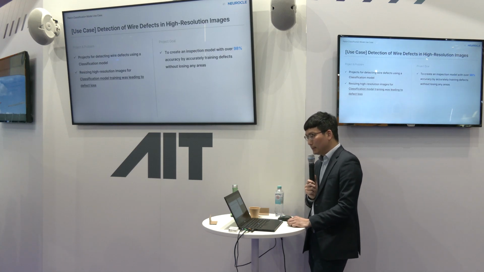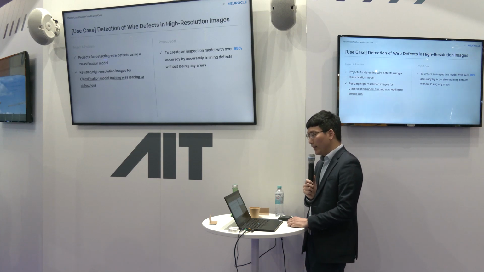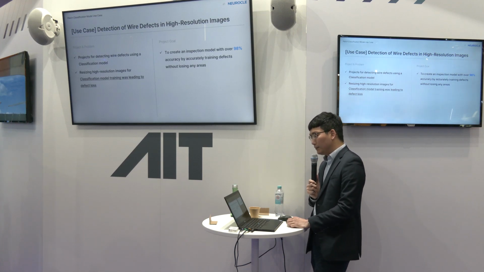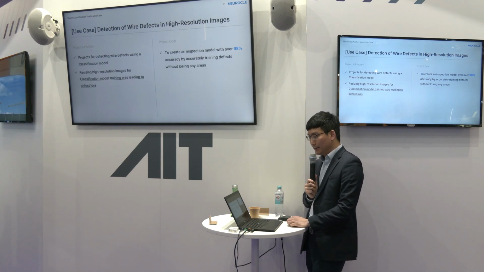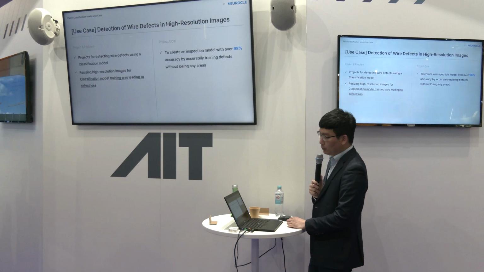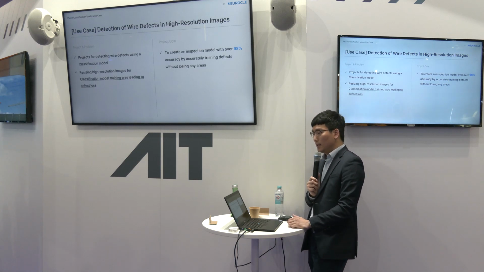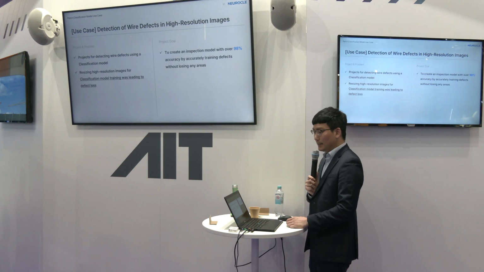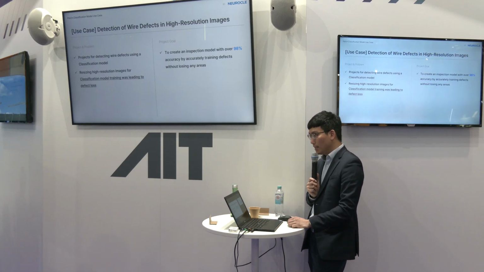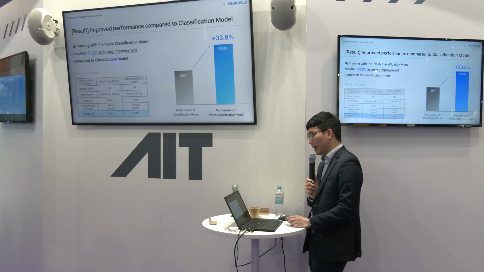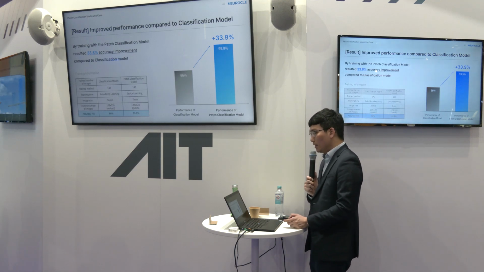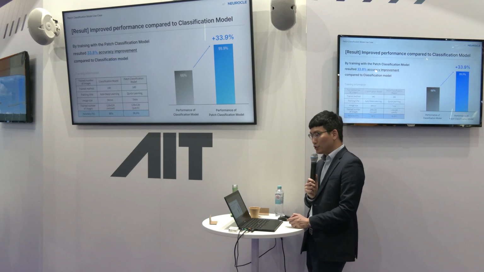We have many cases of this patch classification, and one use case is wire defects. In this case, we have to detect very small wire defects, so we are using a line scan camera to get high resolution data, so we cannot use the classification model directly, and since it's a wire, we also cannot use a segmentation model. So we need a classification, but we cannot resize a lot. That's why we apply the patch classification, and then we can reach up to 98% accuracy compared to the normal classification, which is 66% accuracy. So this is another example of the patch classification.